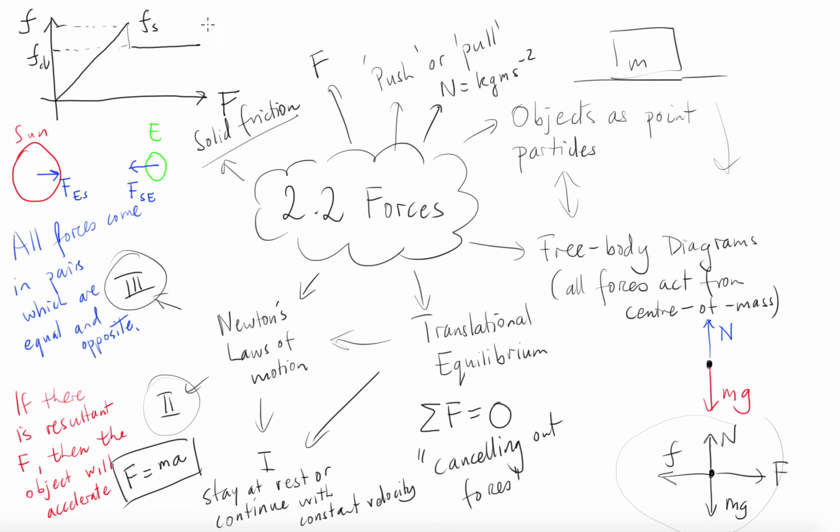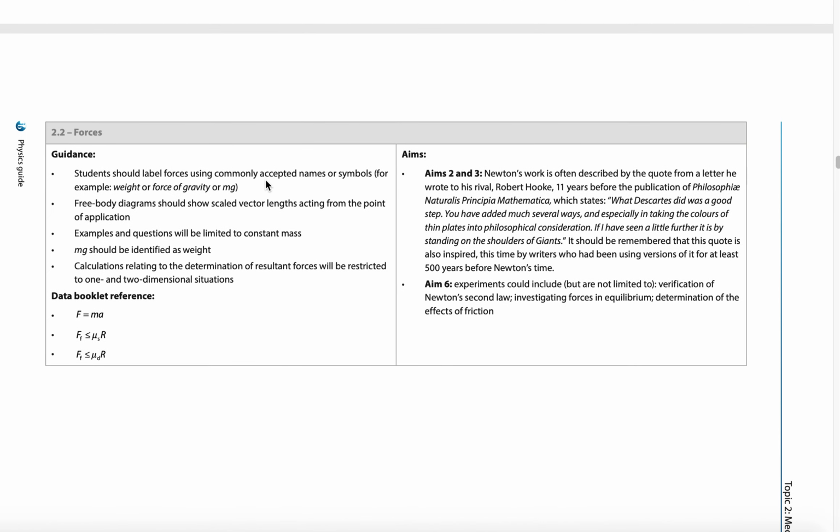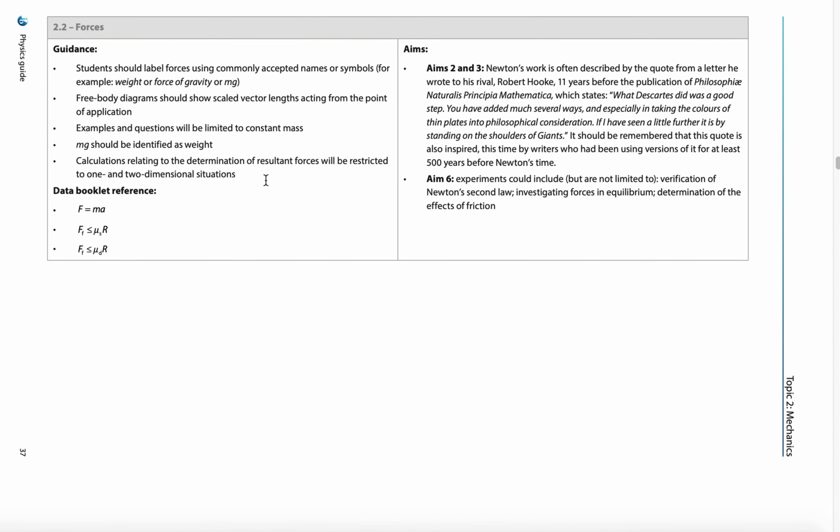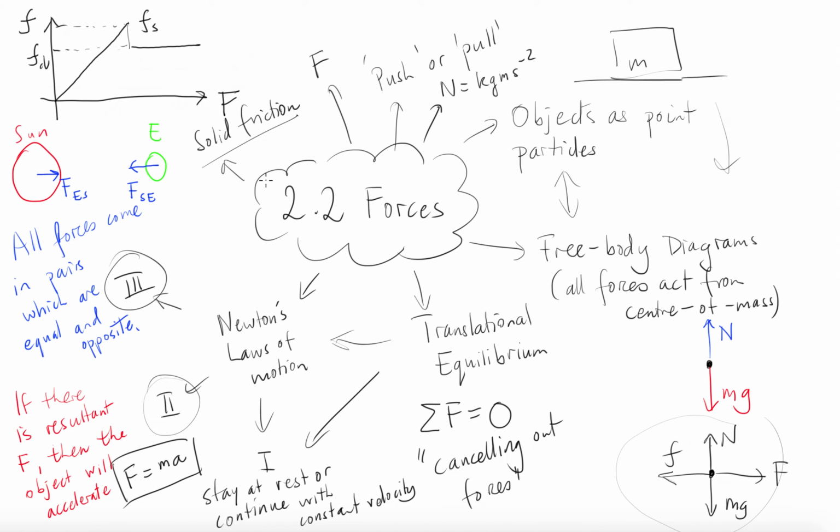And there are formulae for these, and they depend on the reaction force. The maximum value of static friction, Fs, is given by mu, the coefficient of static friction, times R, the reaction force, the force which is normal to the surface and the object. And the value for the dynamic friction is the dynamic coefficient of friction, mu d, times, again, the reaction or normal force.